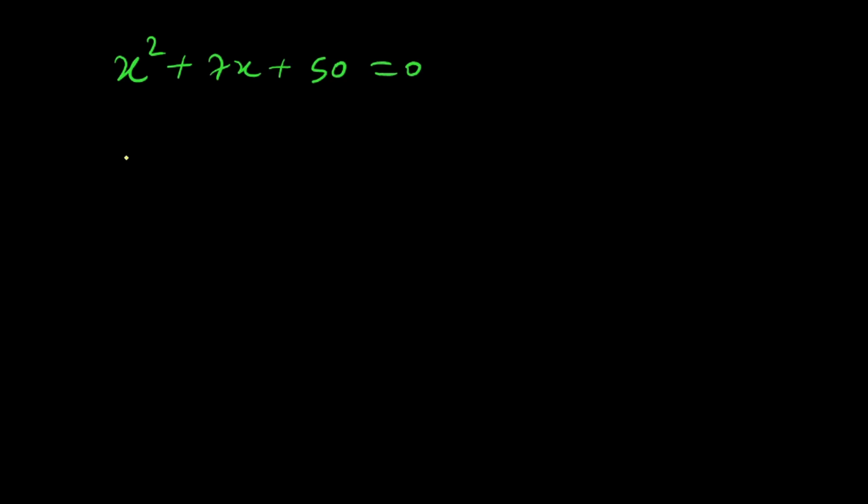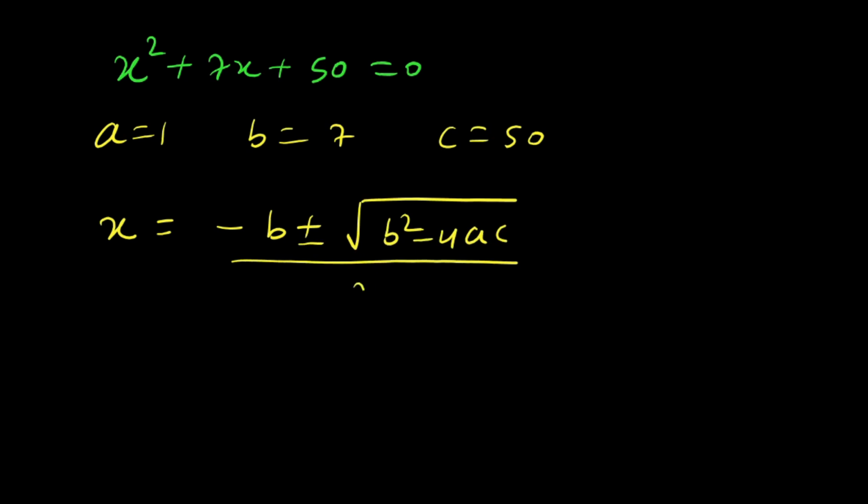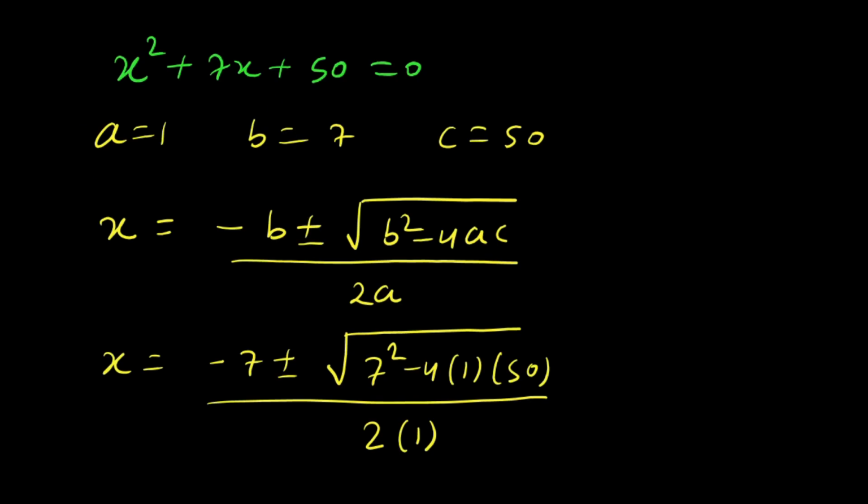Here we will apply the quadratic formula. Value of a is equals to 1, value of b is equals to 7, and value of c is equals to 50. Then we know that x is equals to minus b plus minus square root of b square minus 4 times ac, divided by 2 times a. Then x is equals to minus 7, b replaced by 7, plus minus square root of 7 square minus 4 times 1 times 50, and divided by 2 times 1.